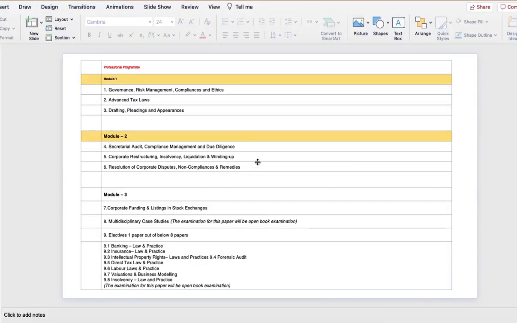Next, let's see the next one. Professional program. Once you clear CS Executive, you have the Professional program. There are 3 modules. I just reduced the font size to fit it into one slide.